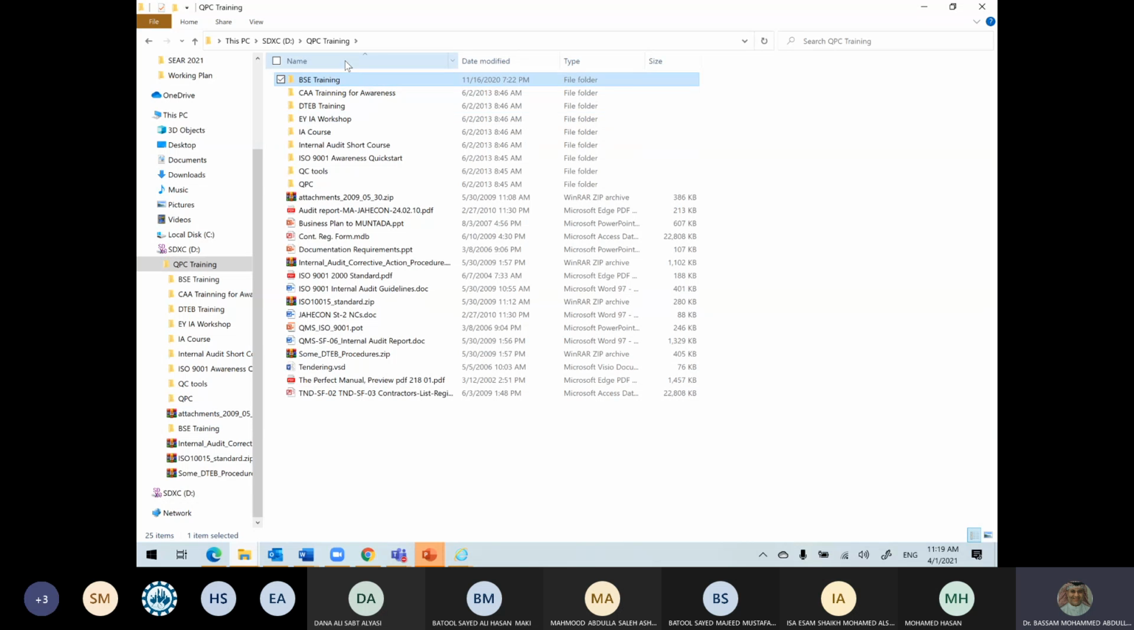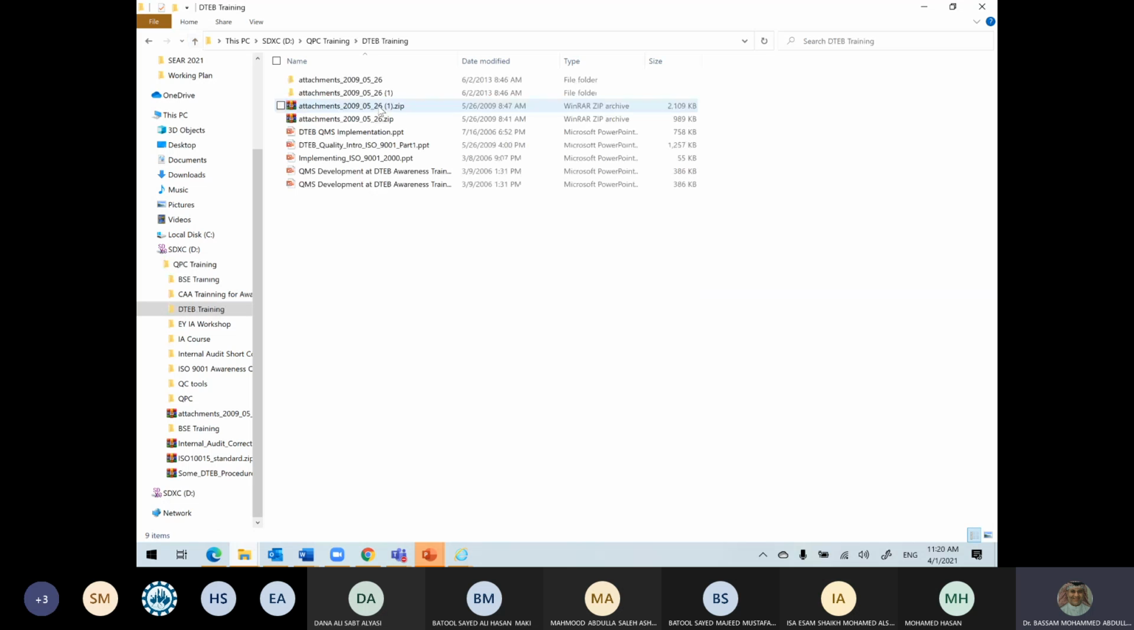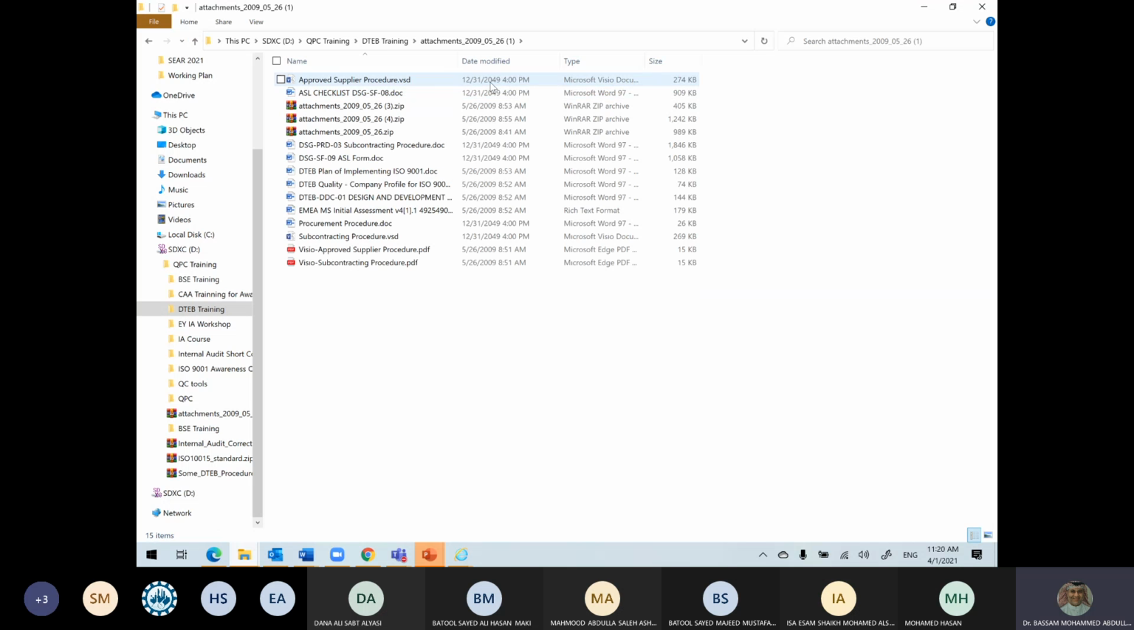You see here, Civil Aviation Affairs. This is an architecture company. This is Ernst & Young, one of the big business firms in the world. What else? And QPC is a center as well. Let me see CAA training here if we have something that I can show. I want a good example. I don't want these examples.